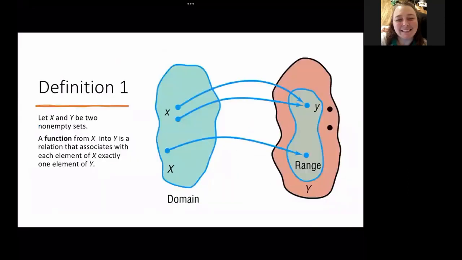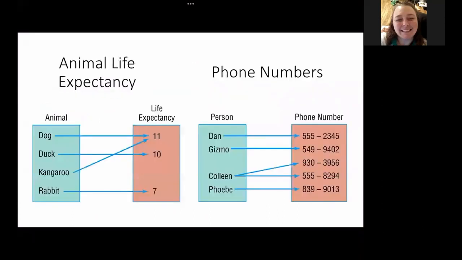So let's look at what the actual definition of a function is. Let x and y be 2 non-empty sets. So x and y are 2 things, okay, they can't be empty. And a function from x to y is a relation that associates with each element of x exactly, and that's the keyword here, exactly one element of y, okay? So for x, there is one and only one y.